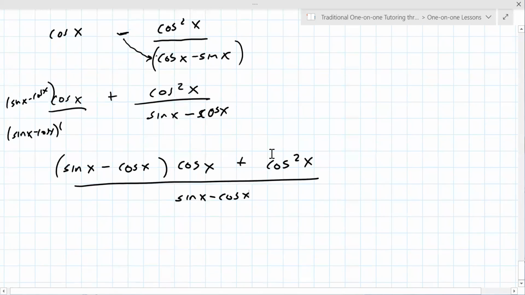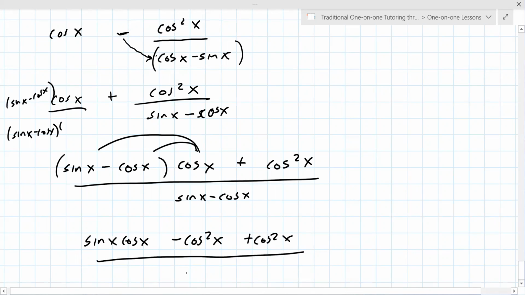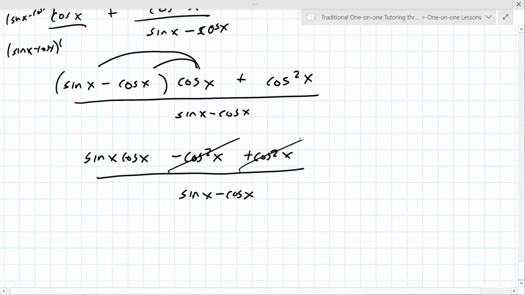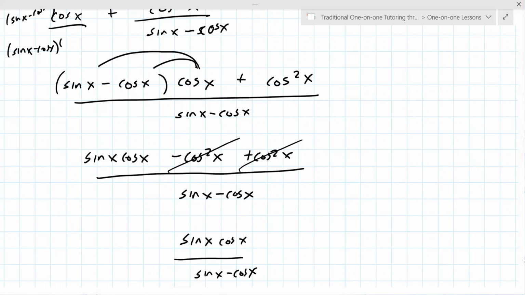Here, if you do distribute this cosine, you get sine x cosine x minus cosine squared x plus cosine squared x over sine x minus cosine x. And like the first thing I see is just cancel out. Exactly. Yep. And now you get your final answer. Yeah, that worked out a lot nicer than it looked like it was going to work out.